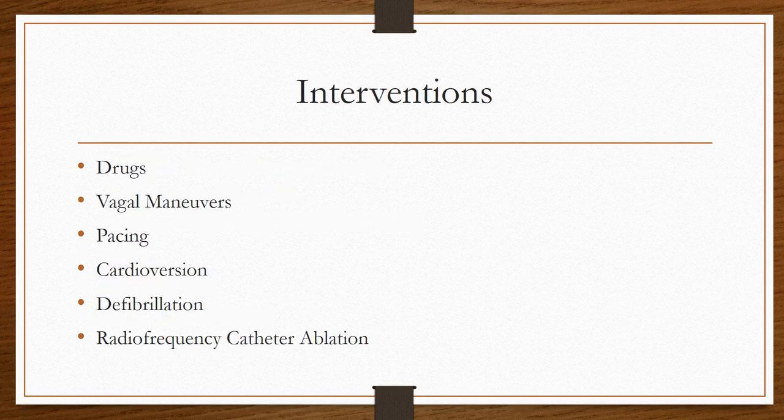Interventions are going to be drugs. They're going to do either hypertension medications or they'll do antidysrhythmics. Other things you can do for your patient is they can do vagal maneuvers. They can also place a pacer. They can do cardioversion, defibrillation, or radiofrequency catheter ablation.